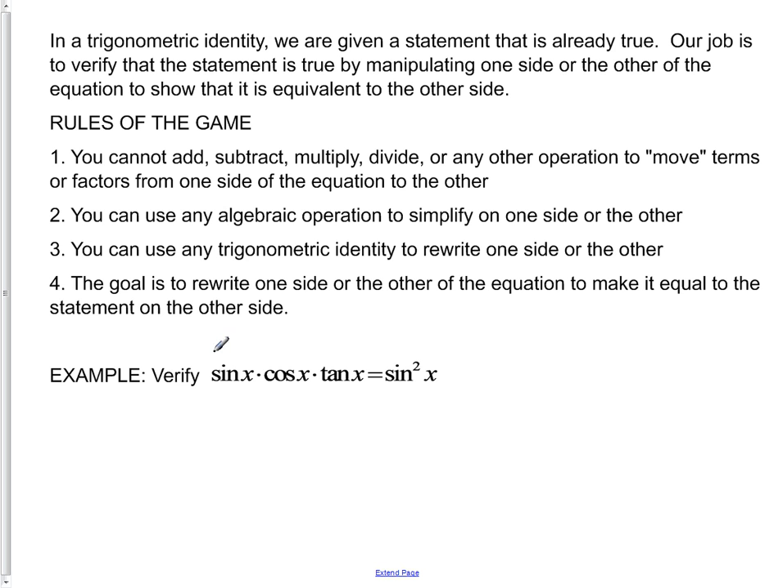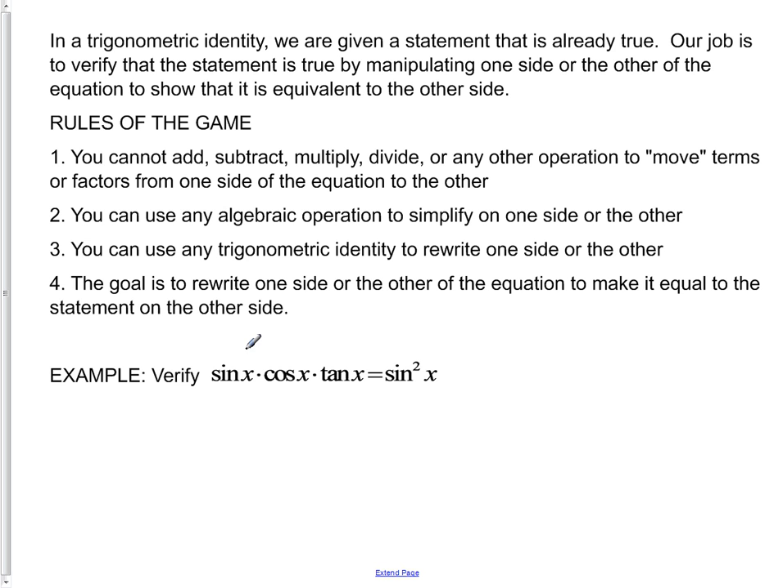In a trigonometric identity, however, we're given a statement that's already true. Our job is to verify that statement is true by manipulating one side of the equation or the other to show that it's equivalent on both sides. Now, there are certain rules that we have to follow, and people love to play fast and loose with those rules here, but these are rules that we really have to follow if we're going to legitimately verify these identities.